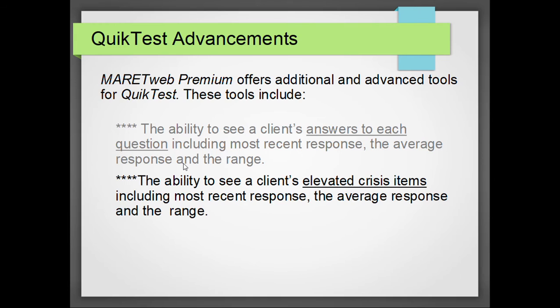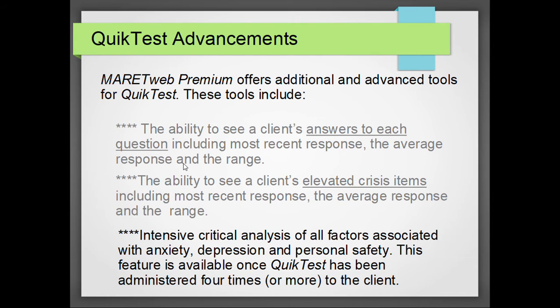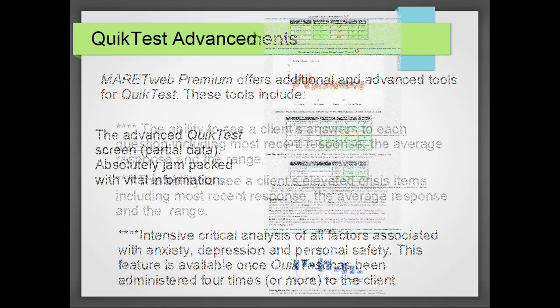So you don't want to see all 37 items. You just see those items that are elevated. You've got the choice between those two. And lastly, there's intensive critical analysis of all the factors associated with anxiety, depression, personal safety. You can use this feature after you've given the assessment 4 times. The reason 4 times is because there's intensive statistics that really take a few results to be able to calculate effectively.